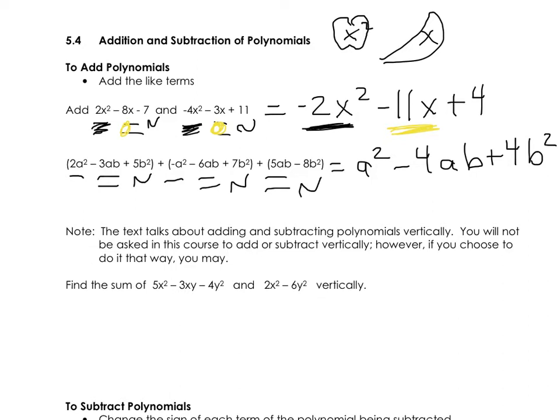We started off with a squared terms. We still have an a squared term. An ab, we've got an ab term. B squared terms, we combined them, and we got 4b squared.